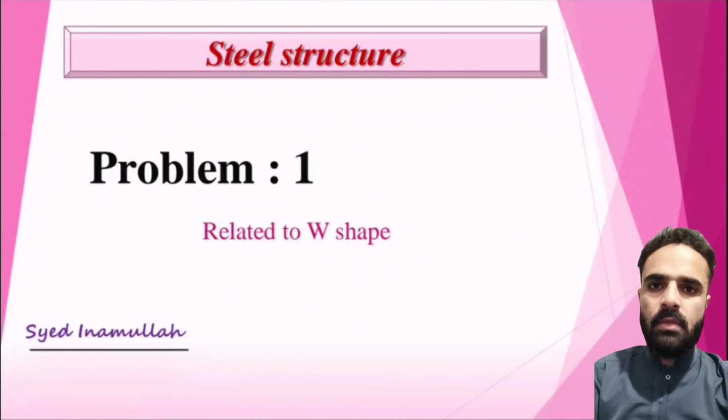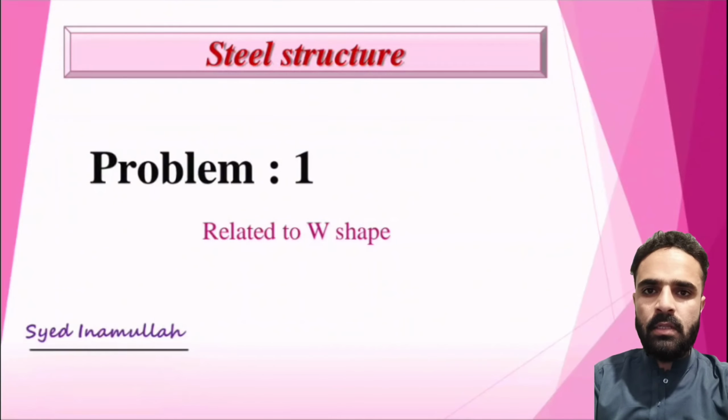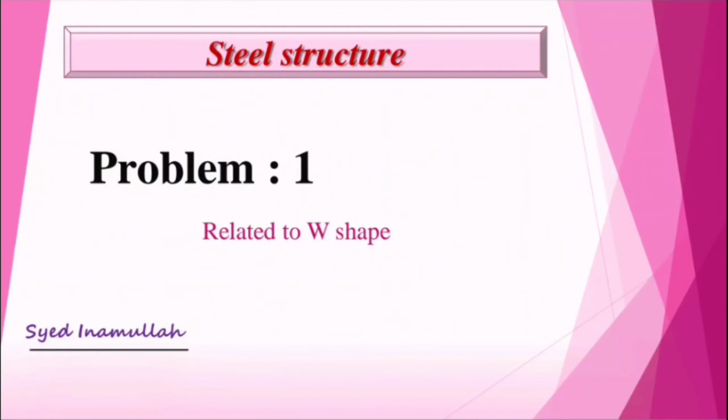By the end of this lecture, you will be able to solve problems related to W-shaped structural steel by finding the maximum tensile stress and maximum normal strain. In the last lecture, we discussed the different shapes of structural steel. Now we will be solving problems related to the shapes of structural steel. The first is the W-shaped structural steel.